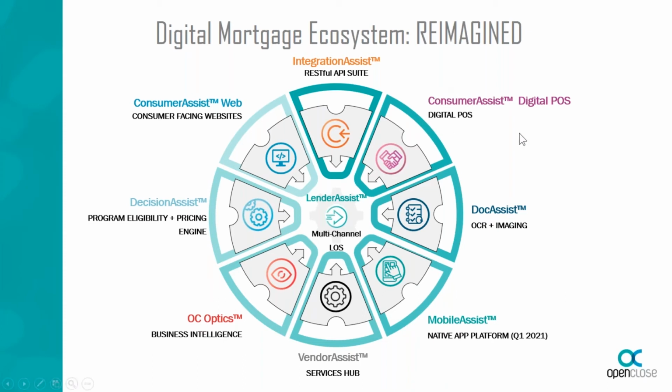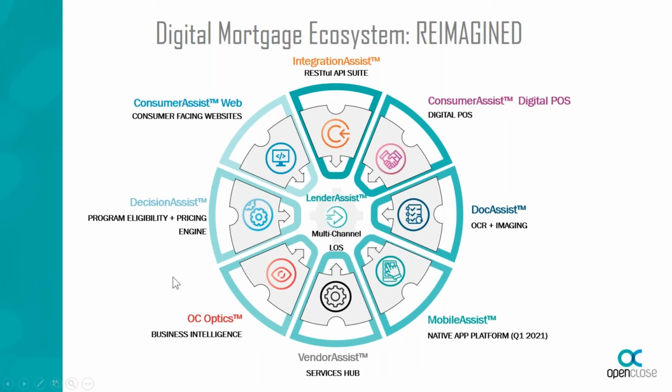And then ConsumerAssist Digital POS is our interactive, collaborative member application experience, where it takes a member through a very wizard-style application process, automatically verifies employment, income, assets, can automatically source W-2s, pay stubs, bank statements, tax returns, automatically condition the loan, and ultimately land the member in their loan dashboard where they can interact and collaborate real time throughout the loan process.